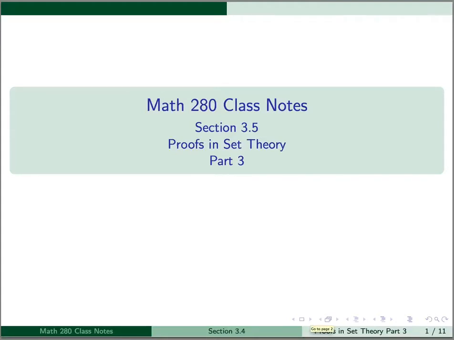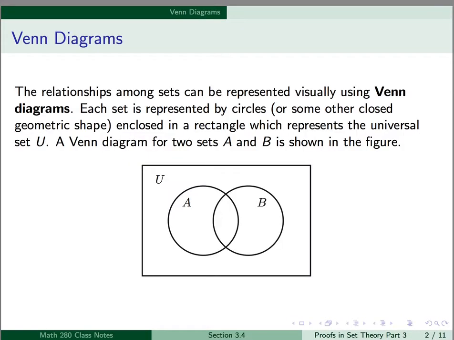This is part 3 of section 3.5, Proofs in Set Theory. In this video we're going to look at Venn diagrams. The relationships among sets can be represented visually using Venn diagrams.